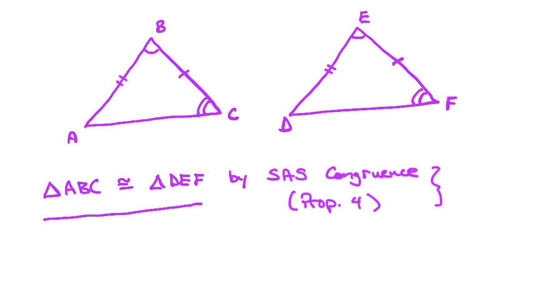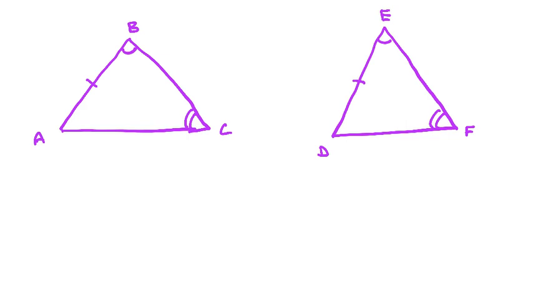Now let's take a look at the other side of this proposition. Once again, let's suppose that we have two angles of our triangle congruent. So we have angle B up here congruent to angle E, and angle C down here congruent to angle F, and in addition, one of the sides not between those angles, so let's say side AB here, is congruent to our side DE over here.